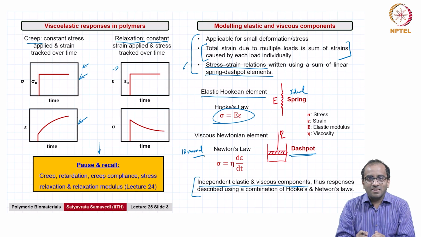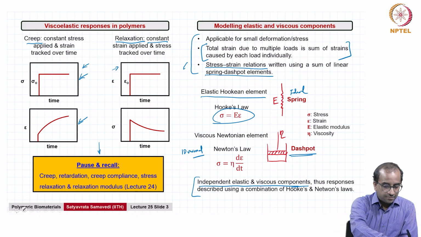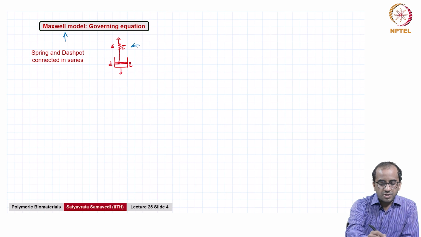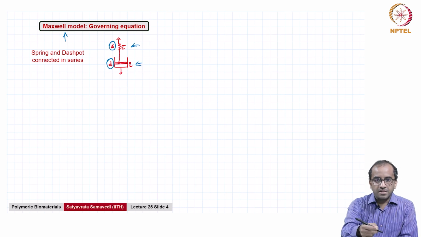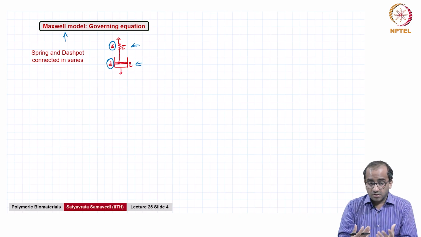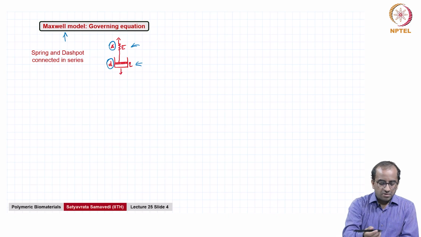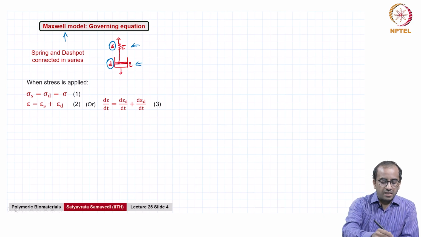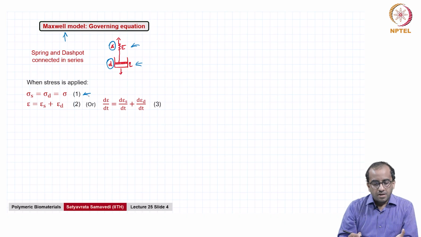So with all that being said, let's first look at the first model, which is the Maxwell model. In this model, the spring and dashpot, so this is the spring and this is the dashpot. S and D simply represent the spring and dashpot, and capital E represents the elastic modulus associated with the spring, eta represents the viscosity associated with the dashpot. These two are connected in series, and immediately based on the configuration, you will be able to appreciate that when a stress is applied, the stress is going to be the same throughout, right?